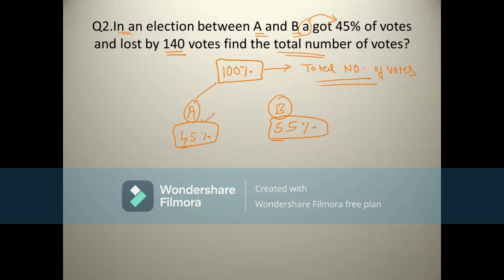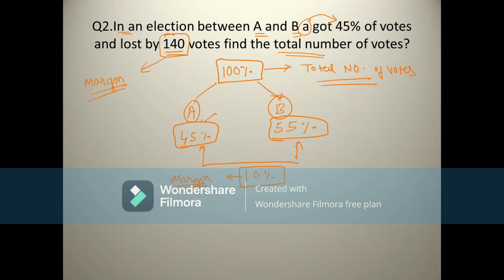If A got 45% and B got 55%, then what will be the margin between A and B? Yes, it will be 10%. So this 10% is nothing but the margin between A and B. But here the margin is given as 140. So this 140 votes is nothing but the margin.